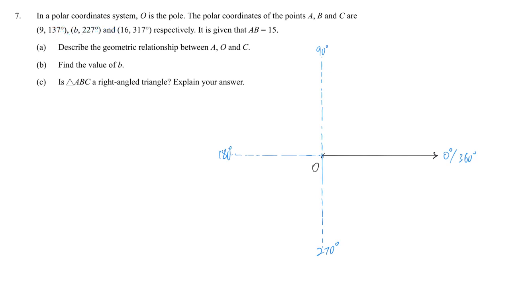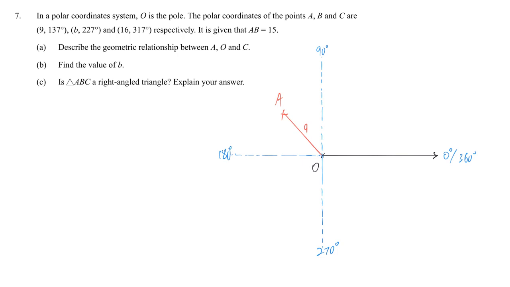For a polar coordinate system, they give us 3 points, and we are trying our best to write down the approximate position of these 3 points in order to understand what it's asking here. First, the first point is 137 degrees. That means we rotate from the polar axis anti-clockwise 90 degrees and then a little bit more. So it should be approximately this direction. From the origin, we go in this direction and the distance here is 9. So we reach point A.